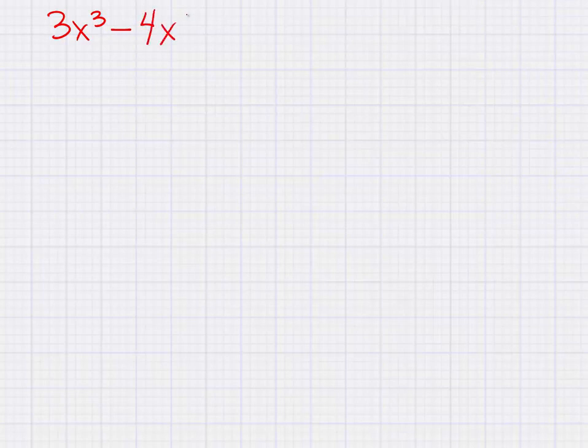Let's do one more. Take 3x to the third minus 4x plus 1 and divide it by x plus 1.